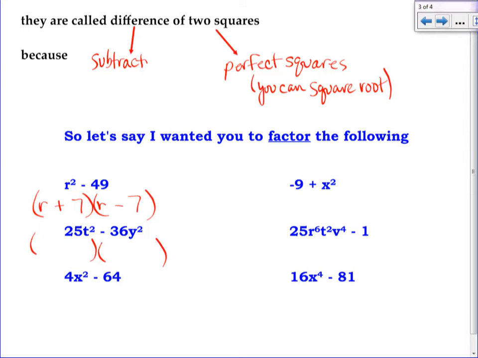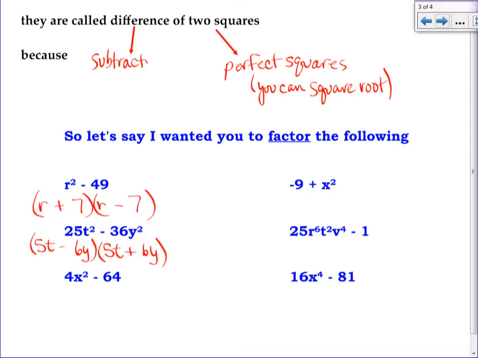What would the square root of this first term be? 5t. So we'll start both of them with 5t. What about the square root of the second term? One's plus, one's minus, and you're good.